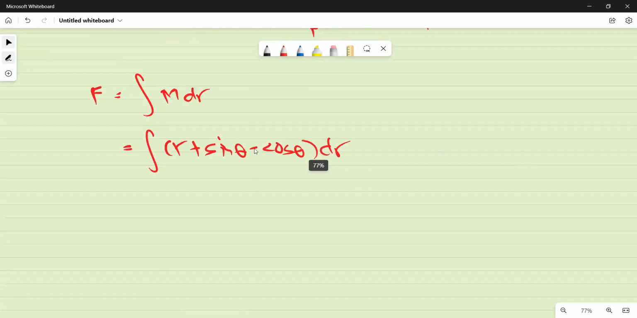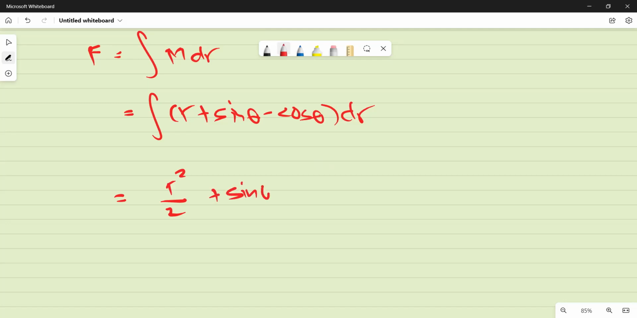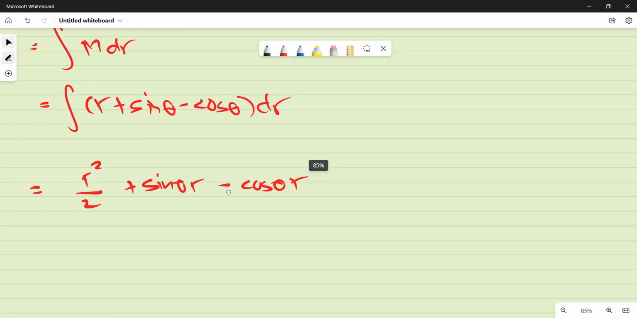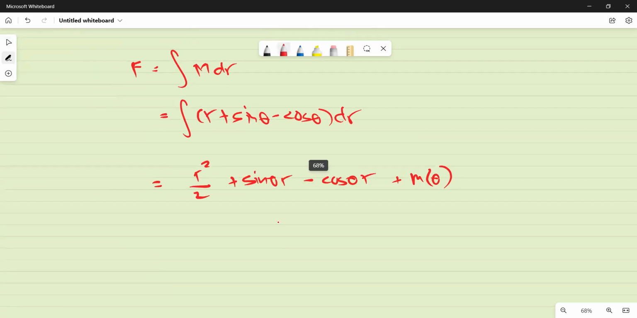Ayan. Since guys, this is with respect to r, lahat ng theta constant. So yung r lang yung i-integrate natin, such as that, plus, since constant yan, sine theta r minus cosine theta r. Constant yan yung theta. And don't forget your M with respect to the constant theta. This is our first f.